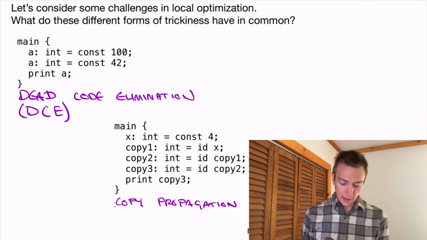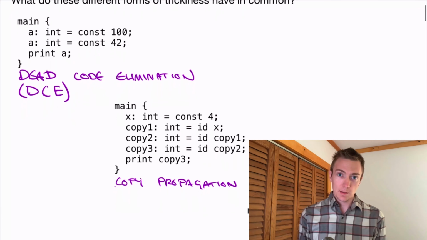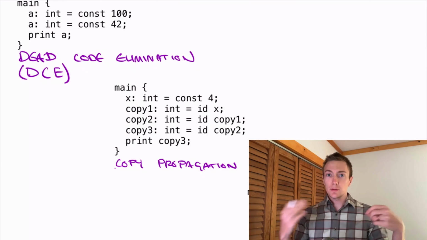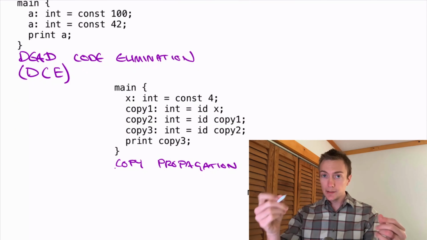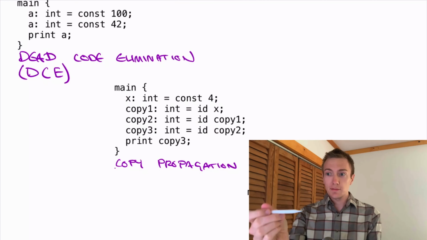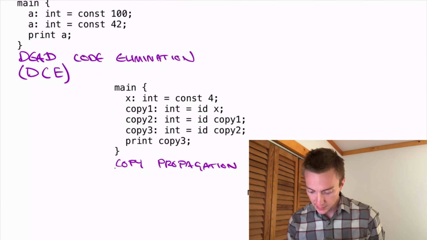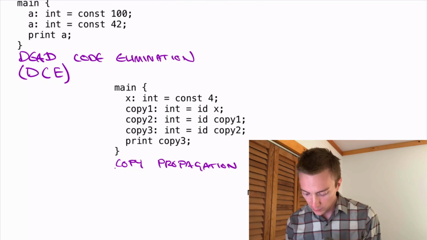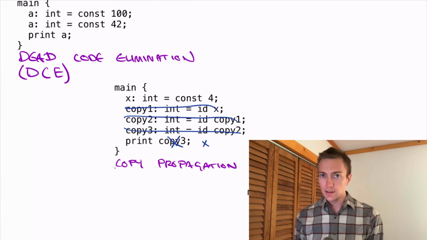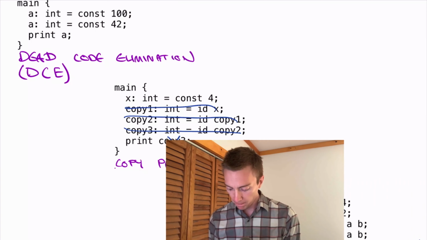The second one exhibits an optimization that is sometimes called copy propagation, which just says that if you have several instructions, several computations that reuse the same original value, it is often easier to just use that value directly. So in this function, we might eliminate all of these instructions, and instead of using all those IDs, just print X instead. That optimization is sometimes called copy propagation.